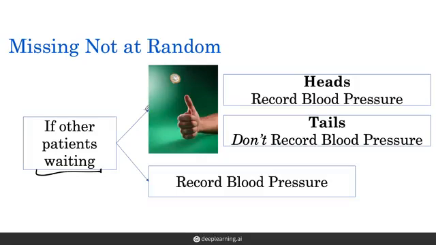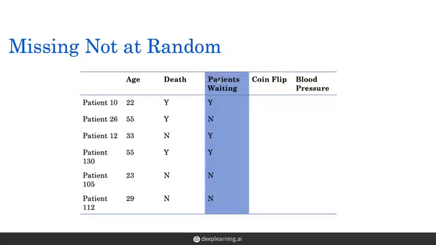But if there are other patients waiting, then there's a flip of a coin, and if that flip comes out to heads, you record the blood pressure. If not, don't record the blood pressure. And notice that whether patients are waiting is not a variable that would be traditionally collected as part of a study. It would be something that would be unobservable in any data that we finally receive.